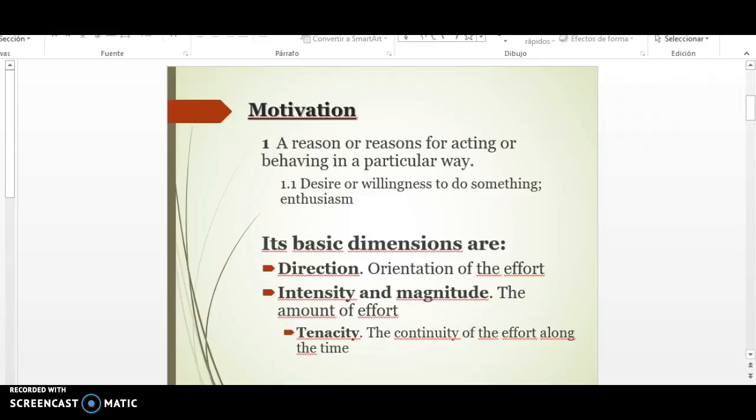Apart from these two dimensions, we should mention tenacity, which is also important when talking about motivation. Tenacity is the continuity of the effort over time. It makes people overcome any obstacle they could find before reaching their goals.